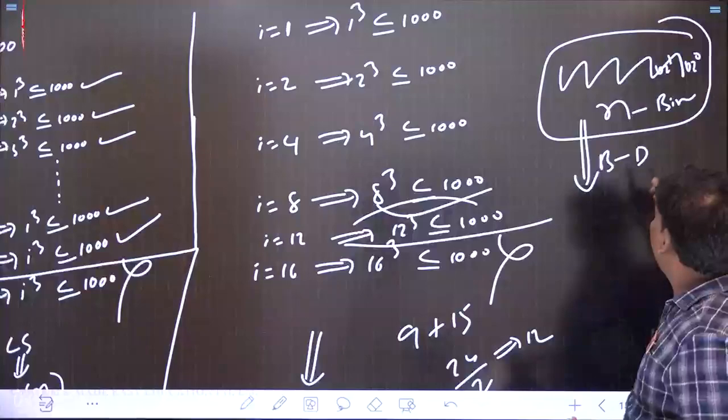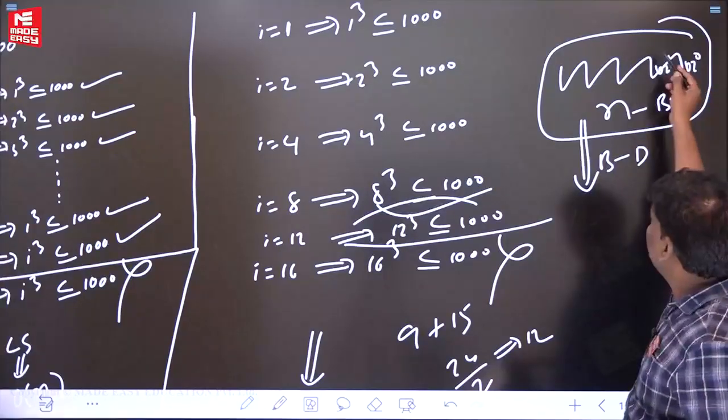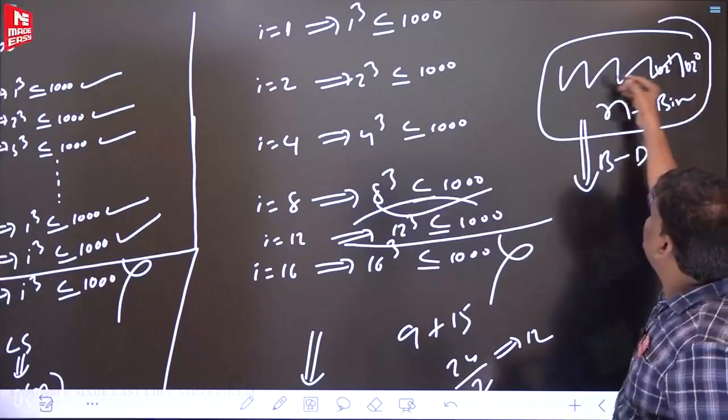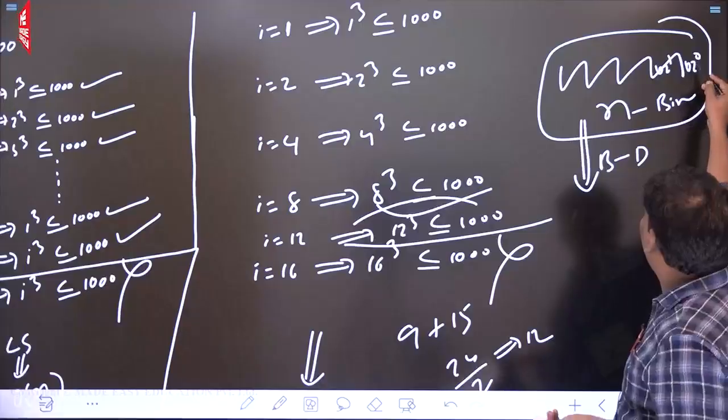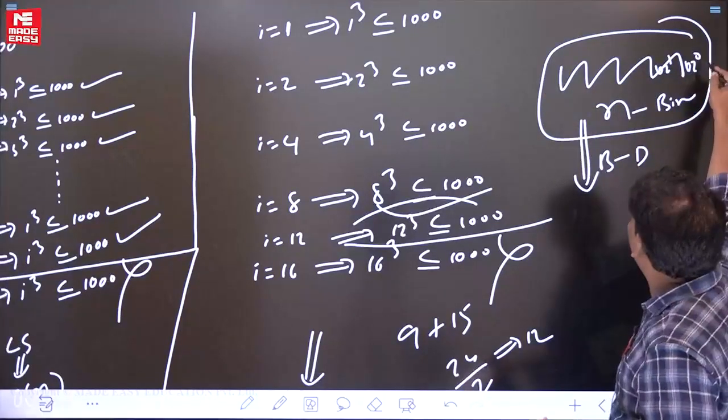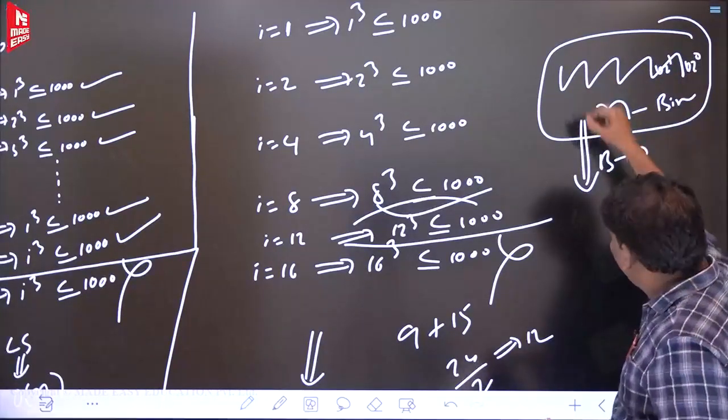Why are you converting? N is given in binary format. Binary to decimal conversion, how? Because the binary format contains log n bits, right? To convert all log n bits, one scan is required by multiplying by 2 power 0, 2 power 1. Conversion will take log n.